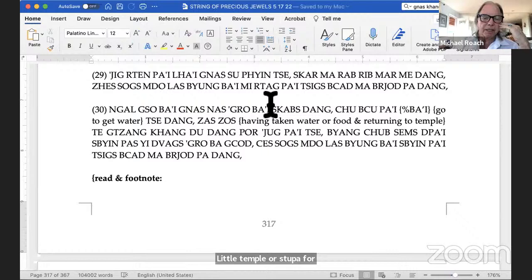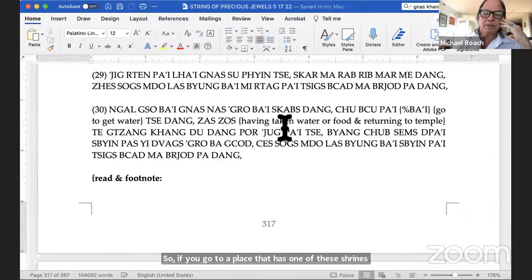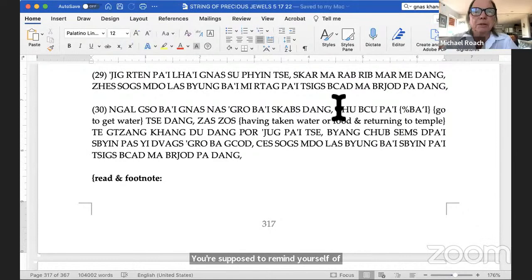So if you go to a place that has one of these shrines or an altar for a worldly spirit, you're supposed to remind yourself of Buddhism, of higher spirits, of higher meaning. And so you're supposed to recite something. What is this?